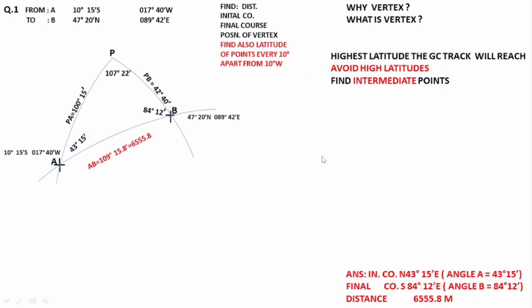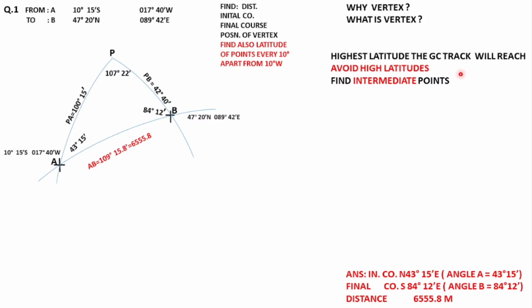Higher latitudes are associated with bad weather. We could find ice, have fog, bad visibility, strong winds. So the master may decide not to touch the very high latitude that the track is taking me into. So the vertex is necessary for finding out your highest latitude. And the second thing is about intermediate points.